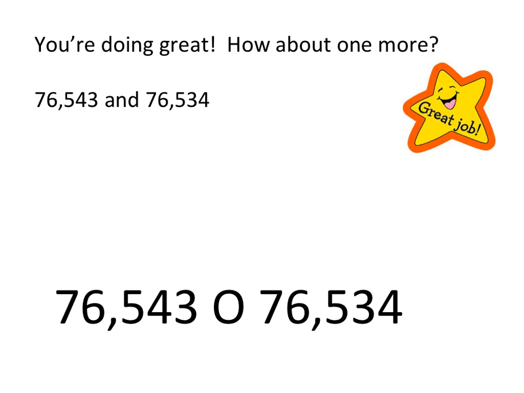You're doing awesome, and we're just going to do this last one. Again, I'm using the same strategy. I'm looking at the greatest place value first. I have a 7 in the 10,000s and a 7 in the 10,000s. 6 in the thousands, 6 in the thousands. 5 in the hundreds, 5 in the hundreds. 4 in the tens, 3 in the tens. 4 is greater. So I can tell that this number is the larger number. So I can say that 76,543 is greater than 76,534.